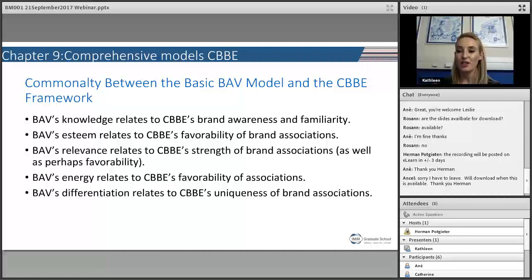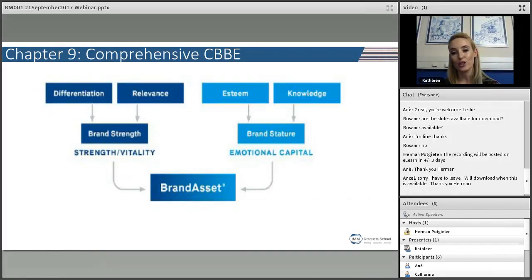Now, your BAV model and your customer-based brand equity pyramid model work very well together. In the BAV's knowledge rating, there is correlation to your brand salience or brand awareness at the bottom of your CBBE pyramid. Then in your BAV model's esteem, you are relating to brand associations in your CBBE pyramid. In relevance, you're then looking at how strong those associations would be. Then in the BAV's energy and differentiation categories, you're looking at how favorably they view the product and how unique the product is to the customer.